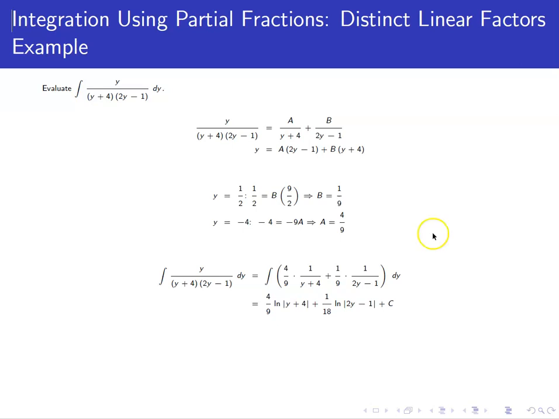If we put in -4 for y, we'll get -4 equals -9A, and so A will be 4/9. So our partial fraction decomposition then is 4/9 times 1 over y plus 4, plus 1/9 times 1 over 2y minus 1.